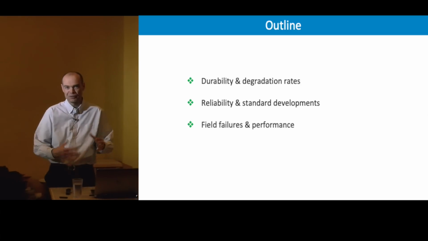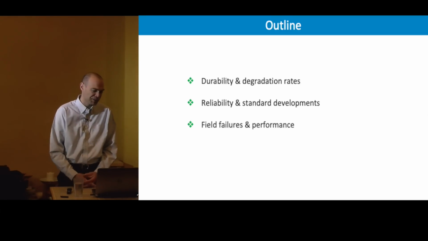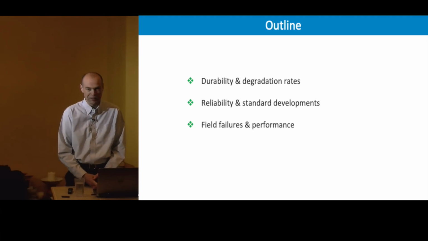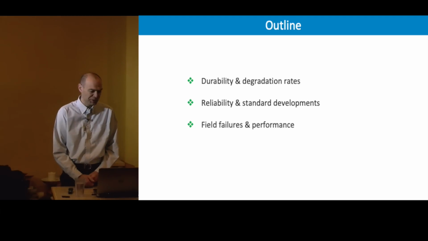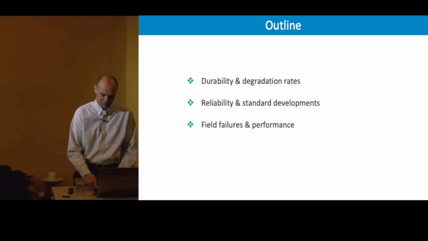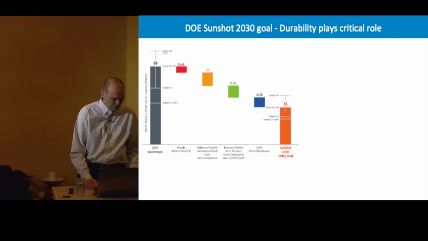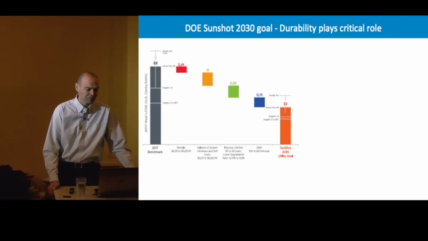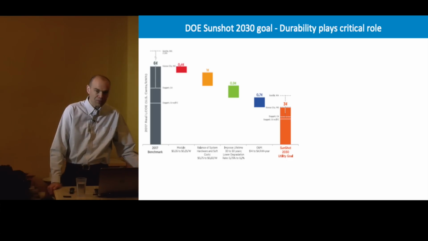So I'll cover durability and degradation rates, a slow, steady decline of performance over time, reliability and standard development, and some field failure and performance. The motivation for all this is the DOE SunShot goals of 2030, where durability plays a critical role.